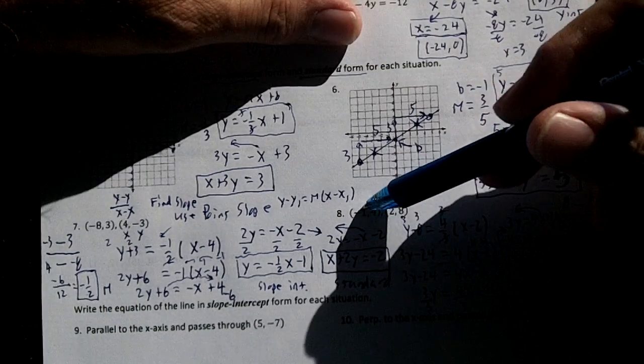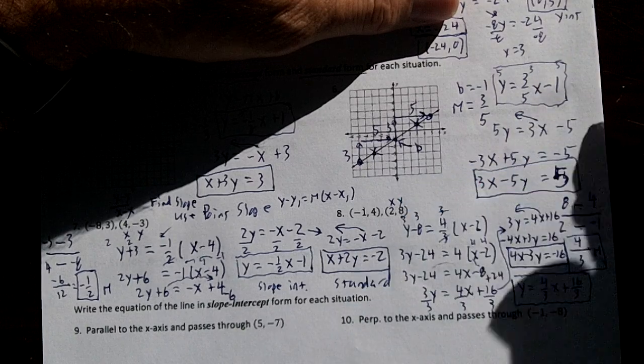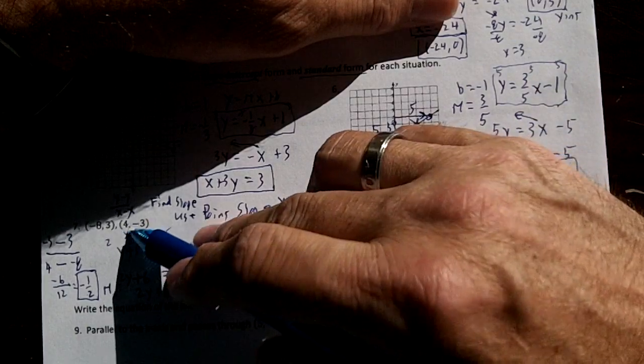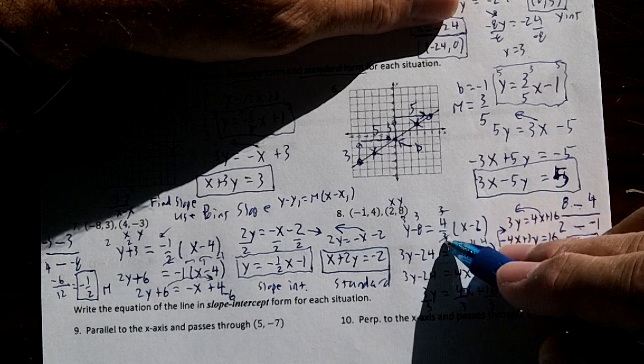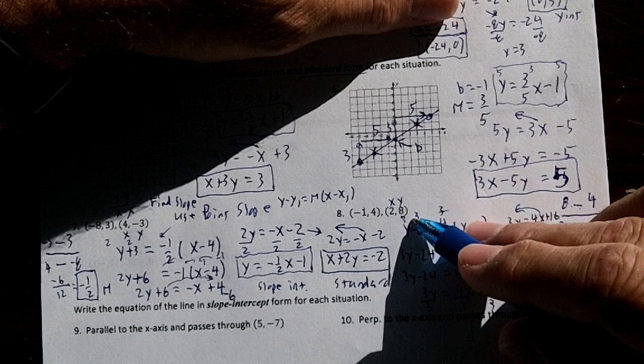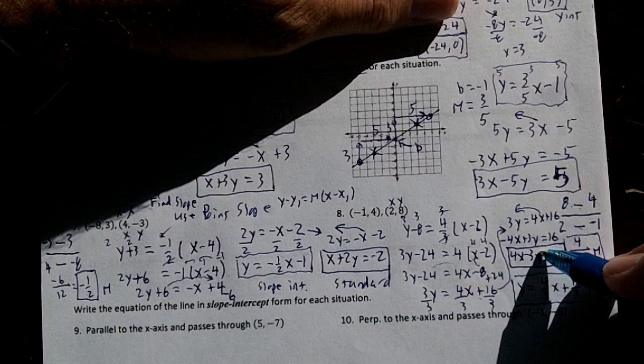Okay, so in review, you find the slope, you pick a point, try to pick the point without any negatives or the smallest numbers, you plug it into point slope, get rid of the fraction first if you got a fraction here, distribute the denominator, and then transform it into slope intercept into standard.